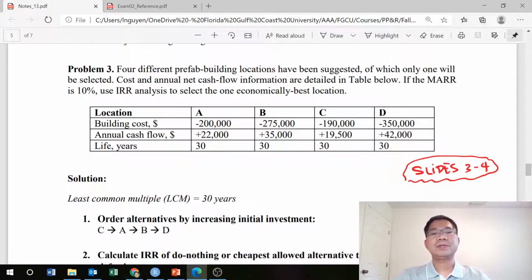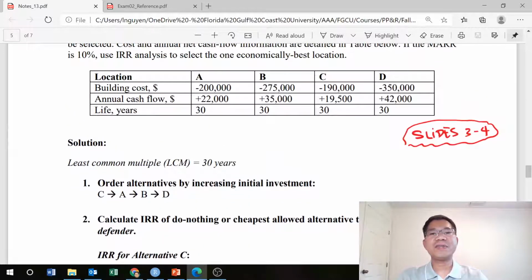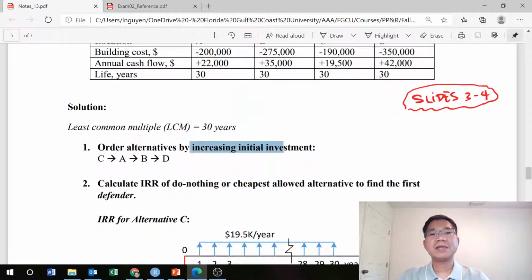Problem 3. So first step, order alternatives by increasing the initial investment. From here, as you can see, C is the least initial investment, 190,000. Then A, 200,000. Then B, 275. And then D, 350. So that's why we order C, A, B, D from least to the most expensive initial investment, by increasing initial investment. Make sense? And of course, for the least common multiple, they have the same life, 30 years.